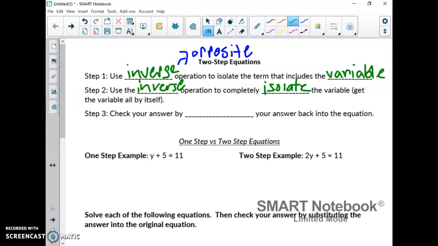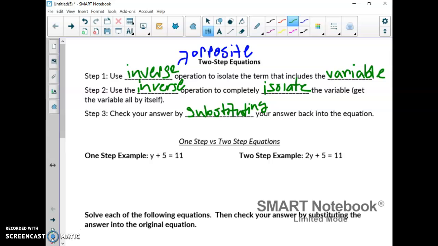So once we get our term isolated with the variable, then we just want to completely isolate the variable. Make sure that we get it all by itself. And then you'll check your answer by substituting your answer back into the equation.